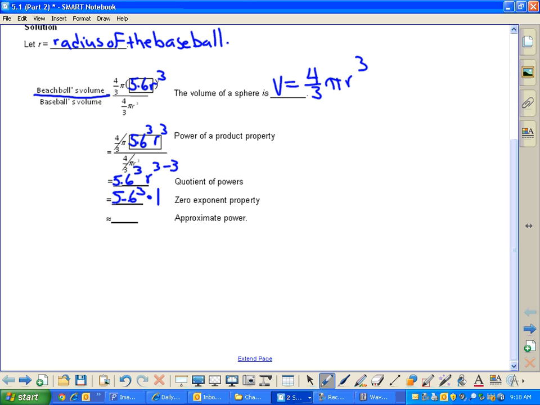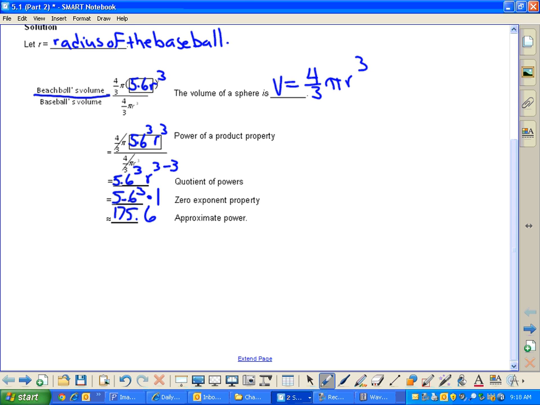You throw that in your calculator. 5.6 cubed. What'd you get, Calvin? Yeah. So about 175.6.